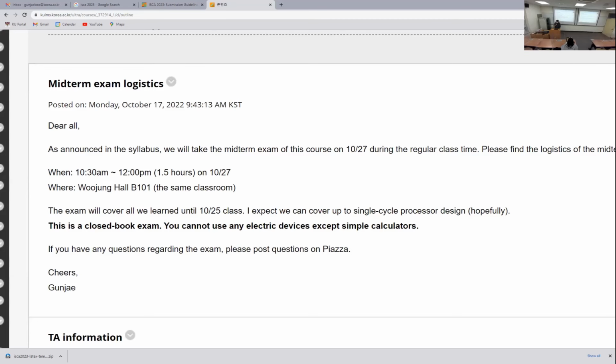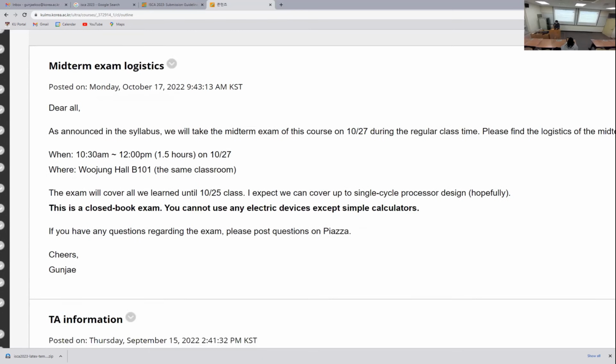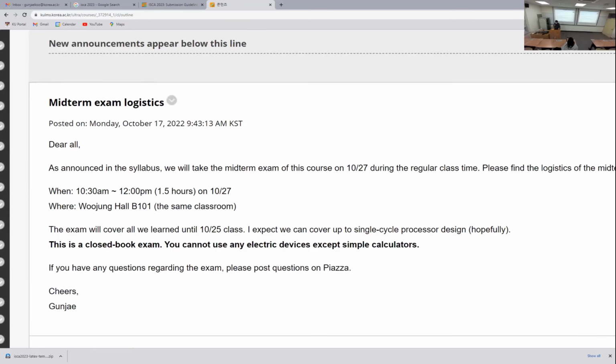We will prepare extra calculators, but it will be better if you prepare your own calculators. I believe the difficulty level of the exam will be similar to the difficulty level of the homework questions. That's it. Any questions?